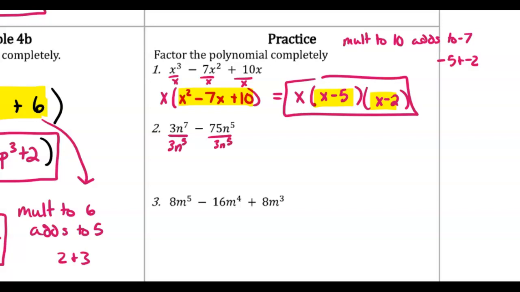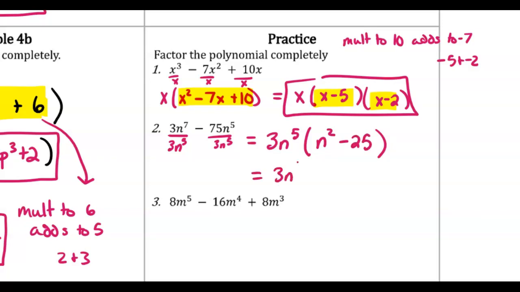3 goes into both, and then you have to factor out of the n to the 7th and the n to the 5th. You choose the lower one. So we're taking n to the 5th out. What's left is n squared, and 75 divided by 3 is minus 25.